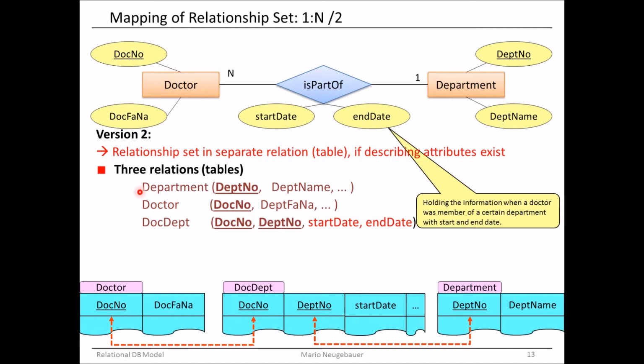Again, we can have a textual notation. We just write a department table with department number, department name, and so on. We write down our doctor table, doctor number, the doctor family name, and other attributes maybe. And we connect in the doc department table, doctor number, department number, and additional attributes like here the start date and the end date. So mapping of a one-to-n relationship set with attributes is different from a one-to-n relationship set without attributes.